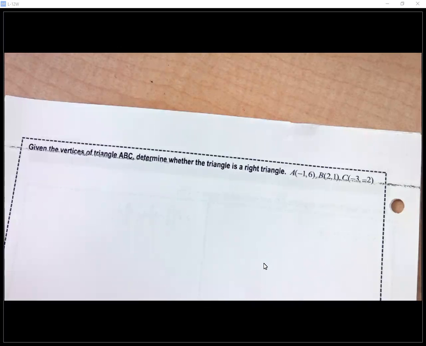Yeah, go ahead. Well, with the slopes. Yeah, so you could do that too. You could test the slopes of the 2 legs and see if they are perpendicular to each other. Either way is going to work out for you just fine. So it just depends. Do you want to find the distance of all 3 sides, or do you want to find the slopes of the 2 legs and then test if they're perpendicular? So that's how I would attack number 1.